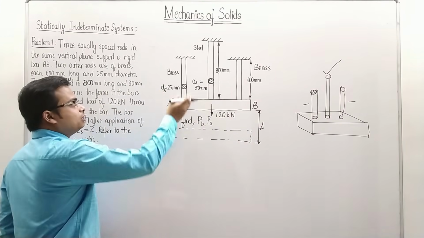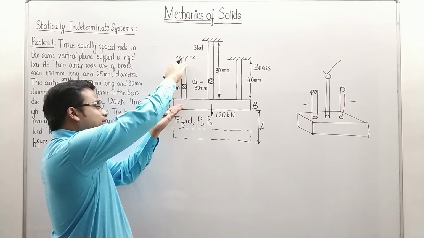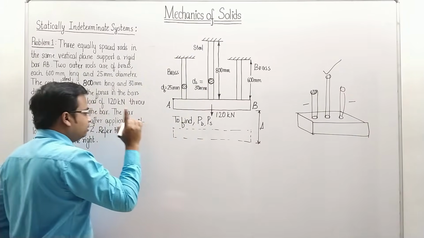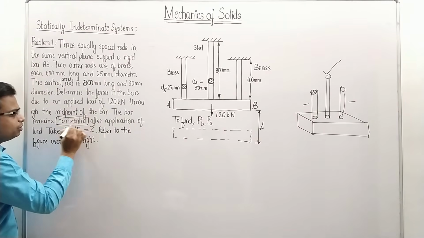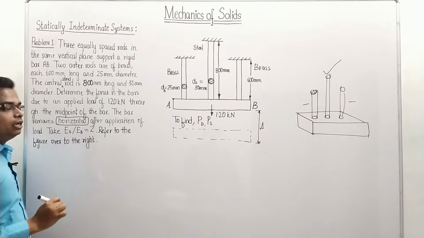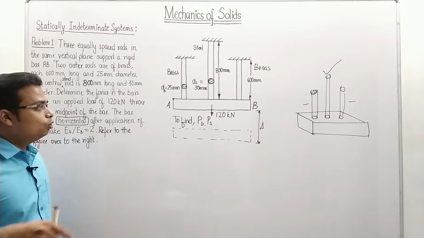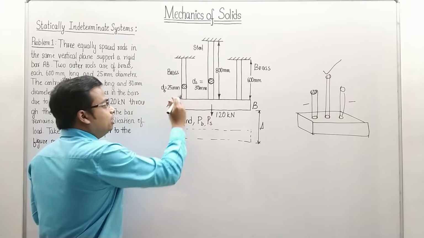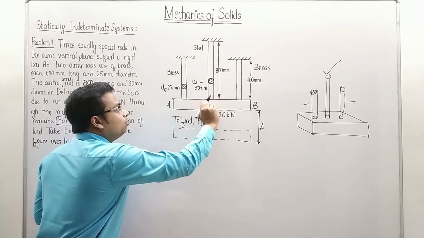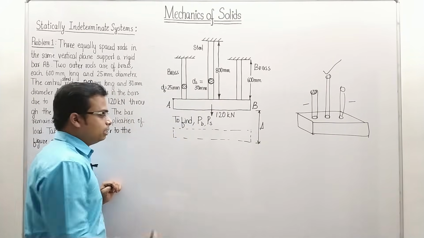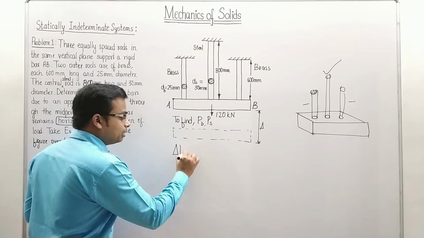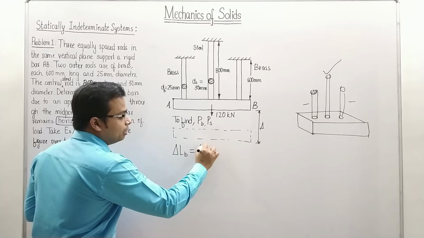Right? Obviously, brass would have extended, steel also would have extended, and there is one very important term: the bar stays horizontal. Even after the application of load, the bar stays horizontal. That means the deflection in brass is equal to the deflection in steel. This is really going to help us. Deflection in brass is equal to the deflection in steel.